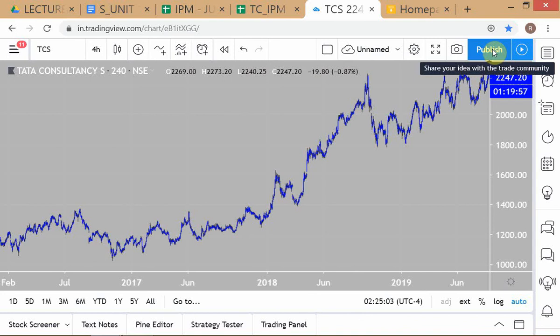Why is it a confirmation that the uptrend is continuing? Higher highs and higher lows. You have to be more specific than that. Okay, so that is the right answer. That means it continues the pattern of higher highs and higher lows.